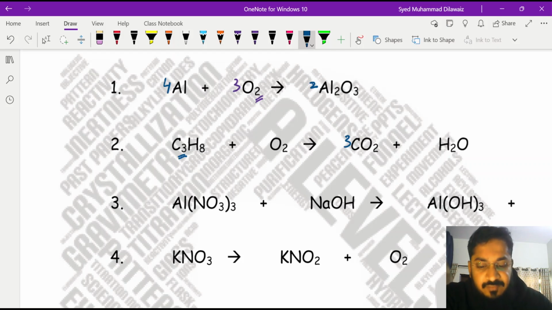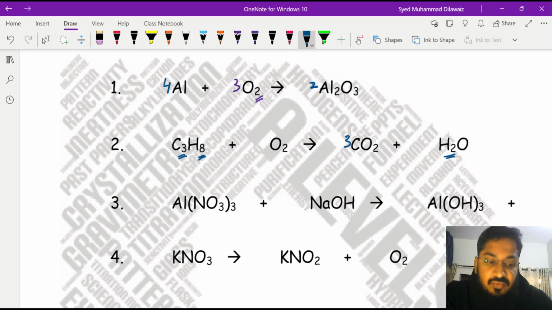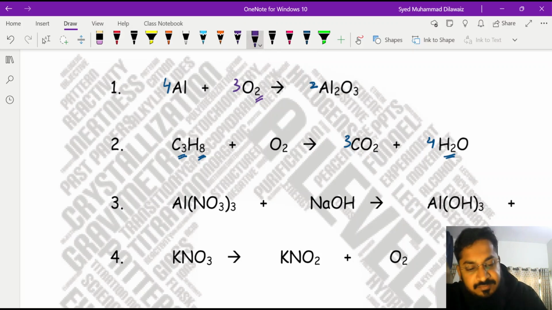And then again, for hydrogen, we have 8 hydrogen atoms on the left side and 2 hydrogen atoms on the right side. So 2 into what number makes it 8? Just put 4 beside that H2O. That makes it 4 into 2, 8 hydrogen atoms, and 3 carbon on the right. So carbon and hydrogens are almost balanced, and right now we are searching for oxygen. Just look at this point. 3 into 2 is 6, right? So 6 oxygen in CO2. And 4 into 1 is 4 oxygens from H2O. That makes it 10 oxygen atoms.